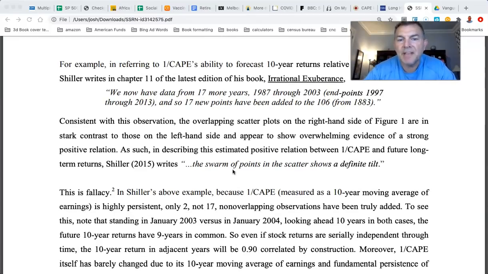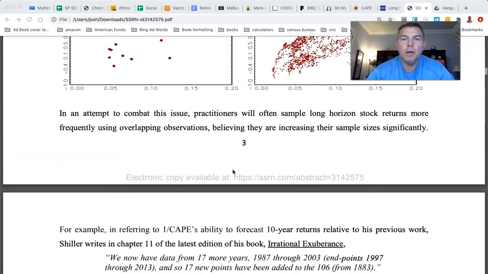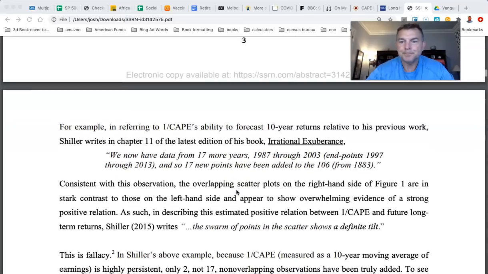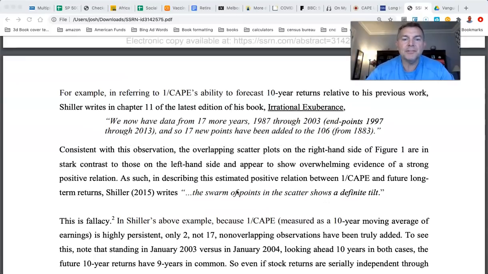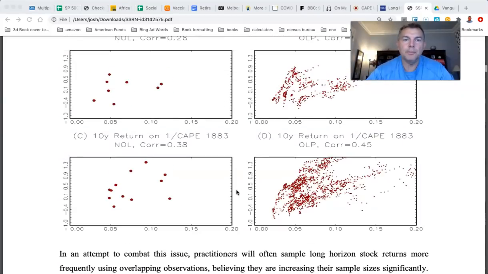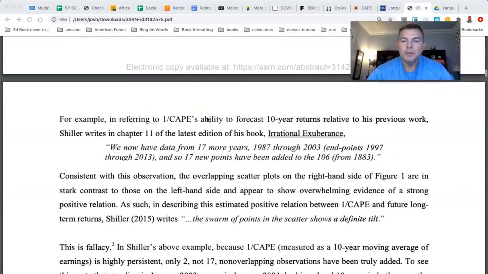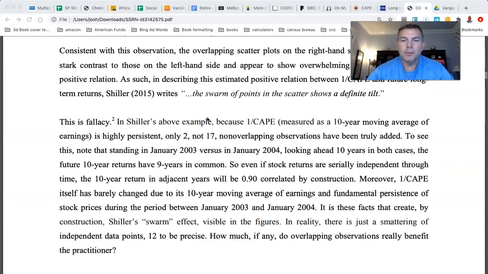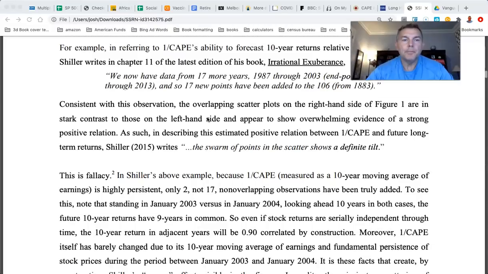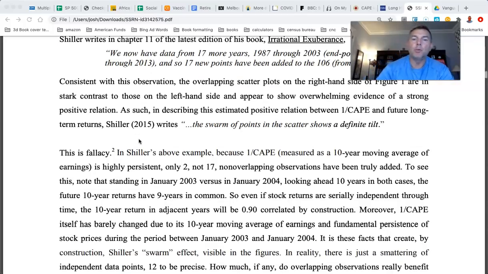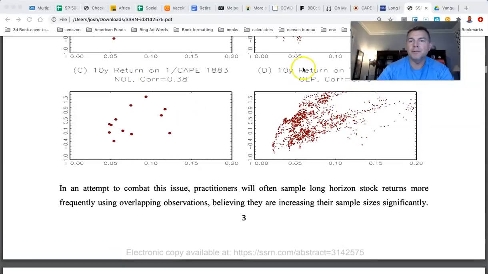Consistent with the overlapping scatter plots on the right-hand side of figure 1, right here, are in stark contrast to the left-hand side of scatter plot one right there. All right, so right here, you ready? As such, in describing the estimated positive relationship between CAPE and future long-term returns, Shiller writes, the swarm of points in the scatter show a definitive tilt.